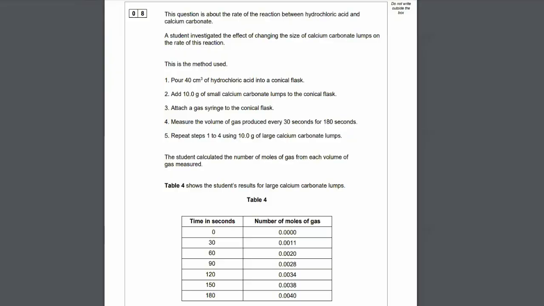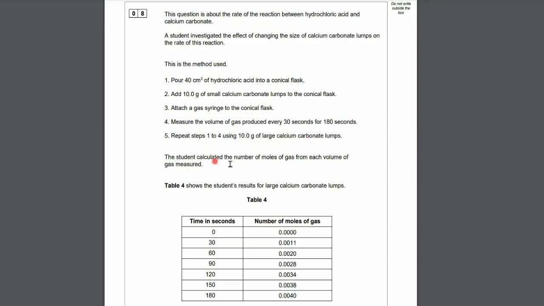So question 8. This question is about the rate of reaction between hydrochloric acid and calcium carbonate. A student investigated the effect of changing the size of the calcium carbonate lumps on the rate of reaction. This is the method they used. Pour 40 cm³ of hydrochloric acid into a conical flask. Add 10 grams of small calcium carbonate lumps to the conical flask. Attach a gas syringe to the conical flask. Measure the volume of gas produced every 30 seconds for a total of 180 seconds.